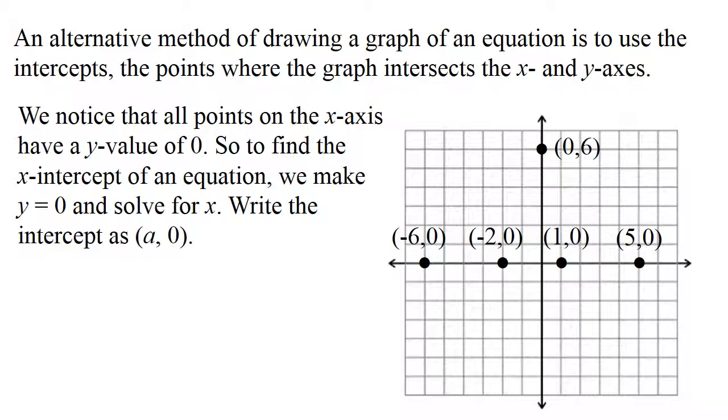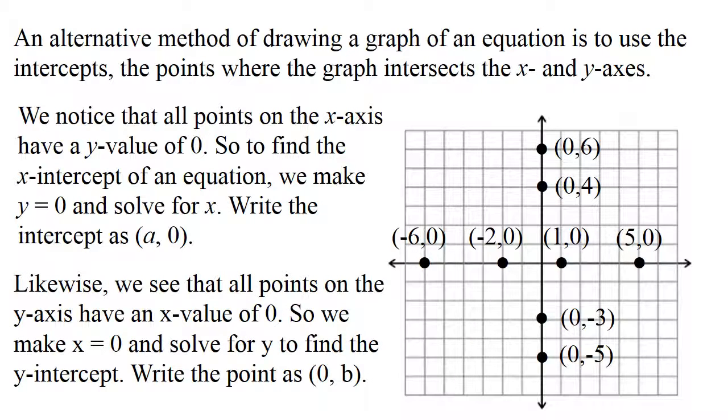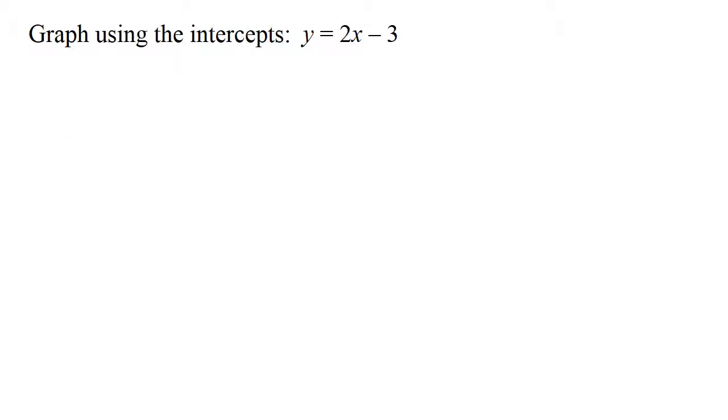If I look at the other axis, let's say I look at these points: 0, 6; 0, 4; 0, -3; 0, -5. I notice in all of those cases, on the y-axis, the x value is 0. So to find the y-intercept, where my graph would hit the y-axis, I'm going to make x equals 0 and then work out what y is. Since I made x equals 0, the point is going to be 0, comma, whatever number you get for y. So let's say I want to graph this equation using the intercepts.